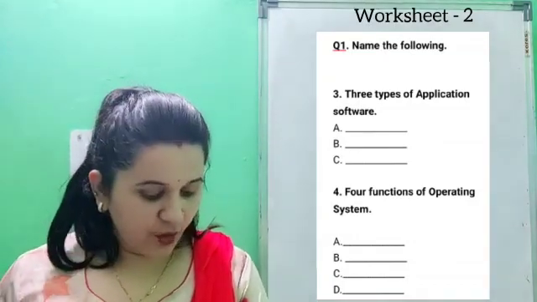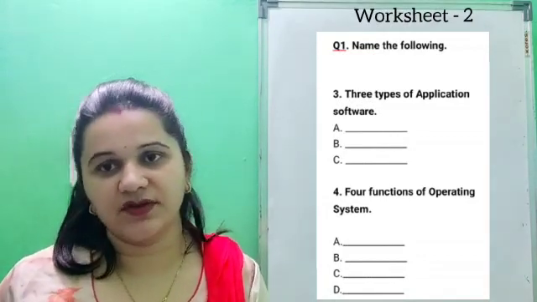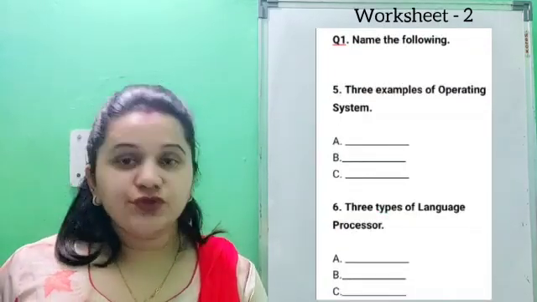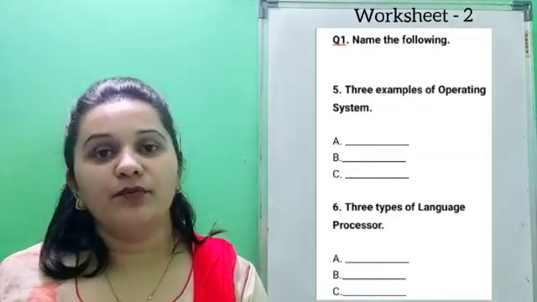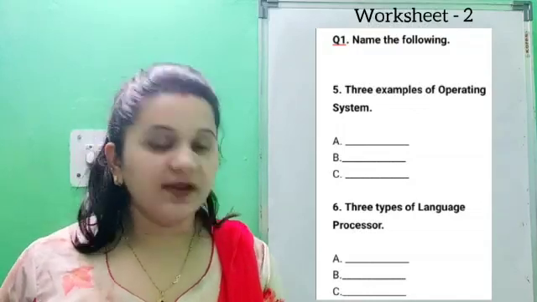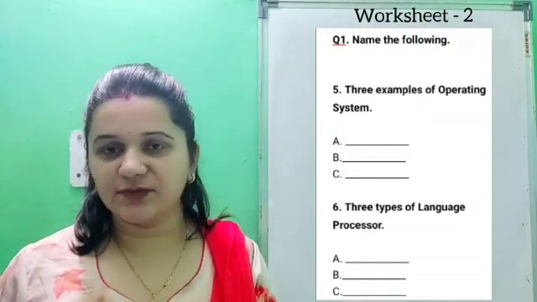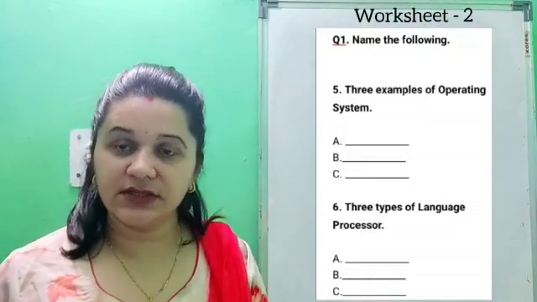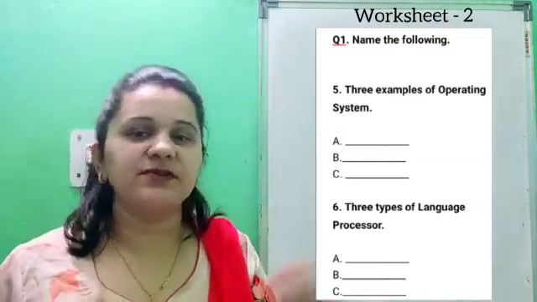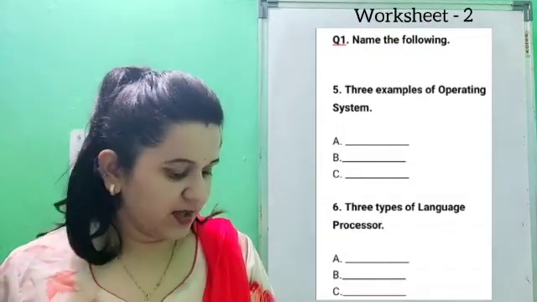Fourth one, four functions of operating system. Just simply write down the headings of the functions of the operating system. No need to explain them. Fifth one, three examples of operating system. Now, the sixth part, three types of language processor. Children, the three types of language processors are there, which help to convert the high-level languages into machine language. What are these three types that you have to write down?